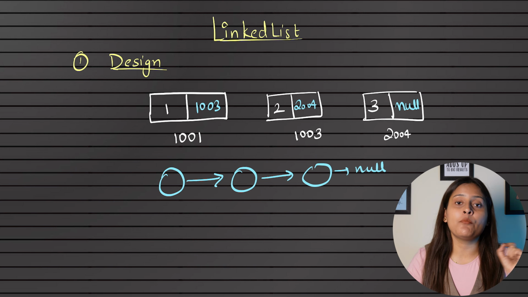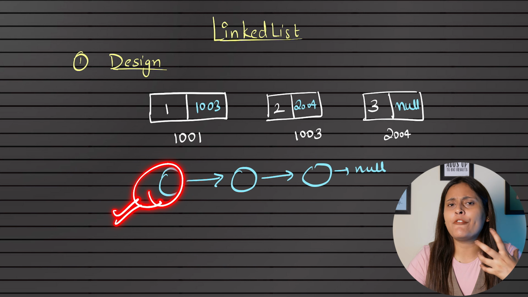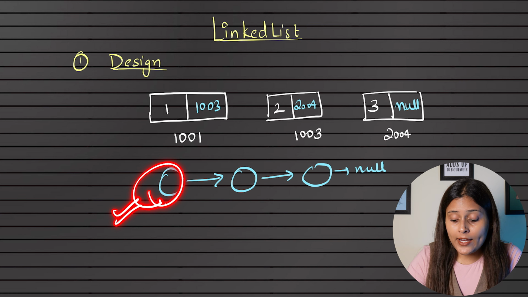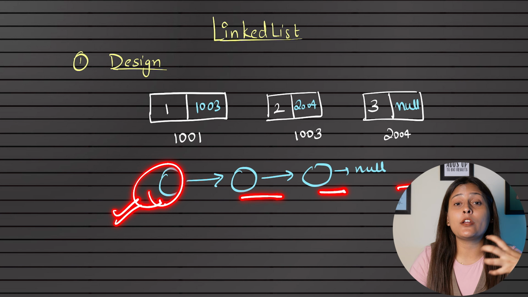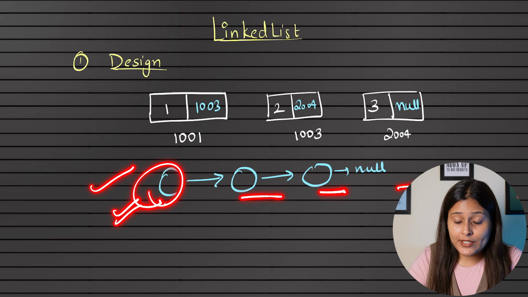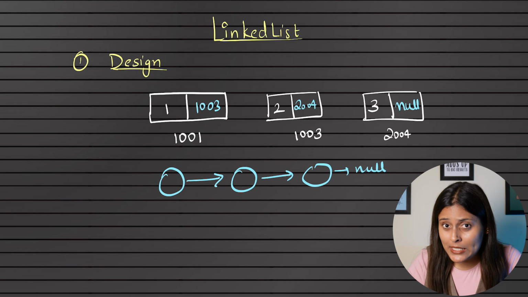But head node is more important because when you have a track of head node, then all the other nodes are already connected with it. So when you have to return the linked list, you actually return the head node and the entire linked list gets returned because they are connected using the address.